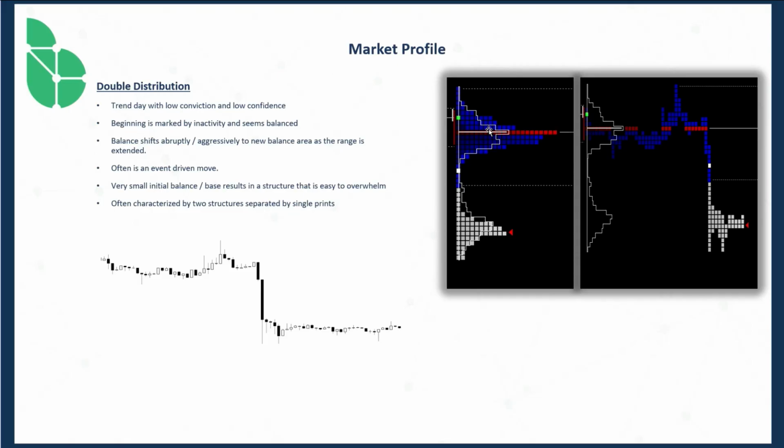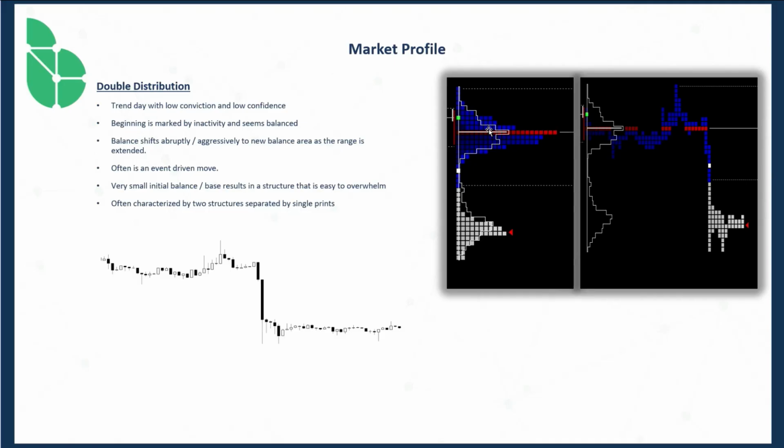Now, normally a double distribution day is going to start off with low conviction, low confidence, pretty inept in that sense, really kind of listless, lifeless, inactive, all these words you could describe, but it is within sort of a balanced area. And then what happens, balance shifts abruptly and aggressively, and it extends to a new range.